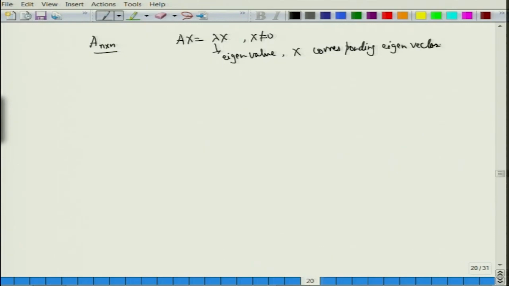Alright, so let us recall what we had done in the previous class. So the ideas were that you have A, which is an n cross n matrix. Then you had an x which was non-zero such that Ax is equal to lambda x, x not 0. So that gave me eigenvalues and eigenvectors. So lambda is the eigenvalue and x the corresponding eigenvector. Fine. And we had said that (lambda, x) is an eigenpair.